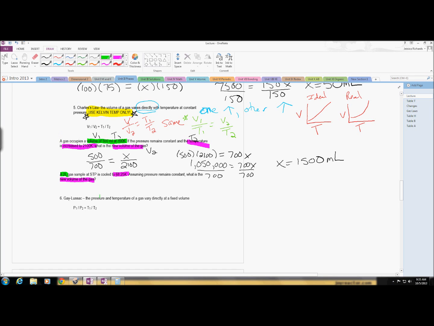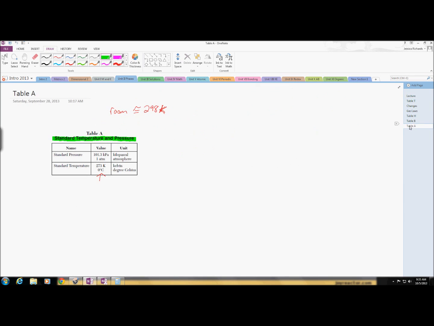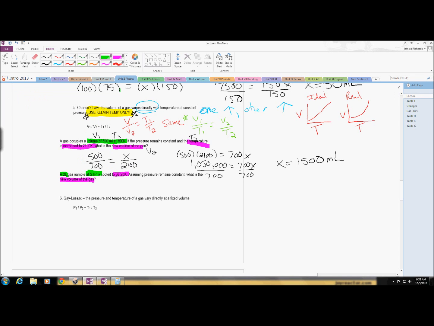And at first you're like, they only gave me 2 numbers and I need 3 out of the 4. Right here, this STP. Remember, on reference table A, here's your STP. Standard temperature, right here, 273 kelvins. So when we look at this, that's really saying that my starting temperature is 273 kelvins. So I have 2 liters over 273 kelvins equals X liters over 68.25 kelvins.